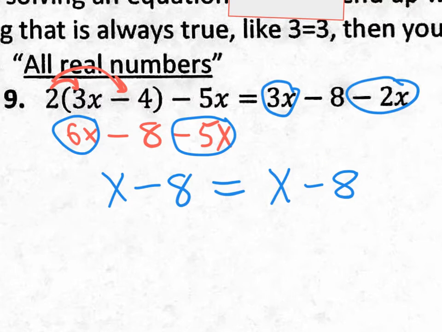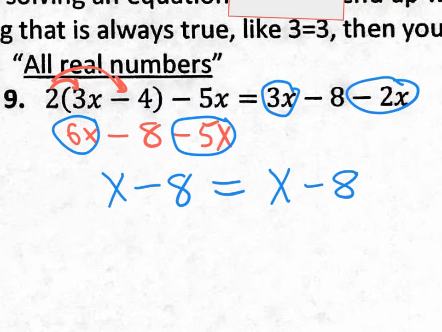At this point, you could just stop and say that x could be any number you want. In other words, x equals all real numbers, all right? Because it doesn't matter. If x is 3, 3 take away 8 is negative 5, and 3 take away 8 is negative 5. That's a true statement. Or 100 take away 8, that's 92. 100 take away 8 is 92. 92 equals 92. That's a true statement. So at this point, you could say x equals all real numbers.